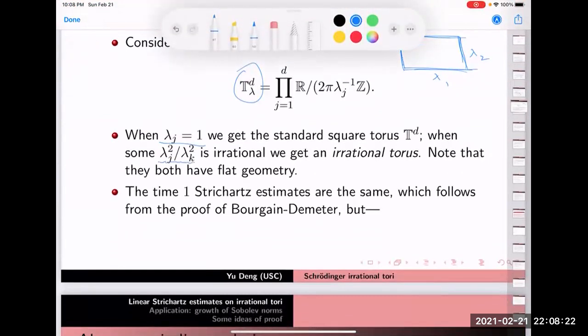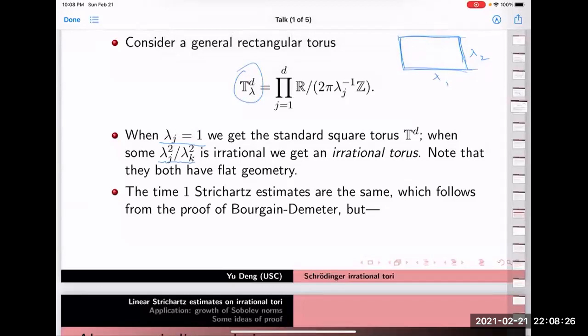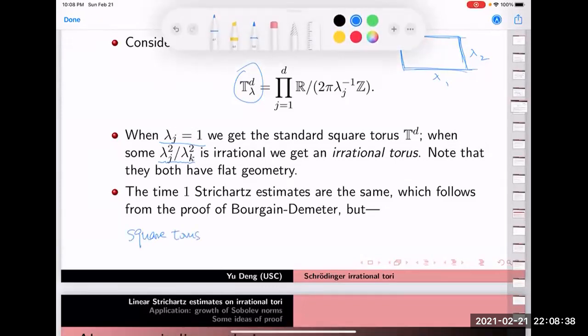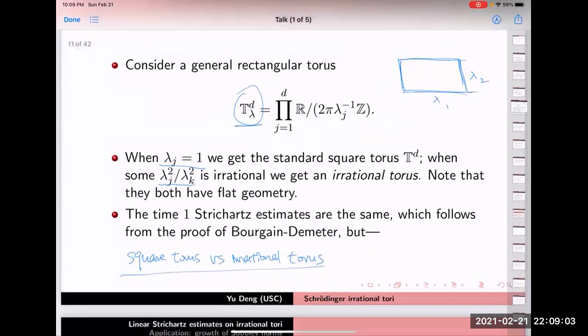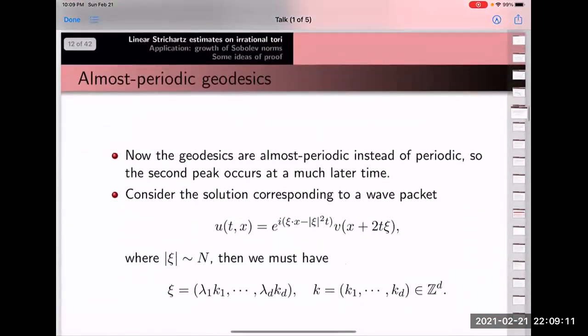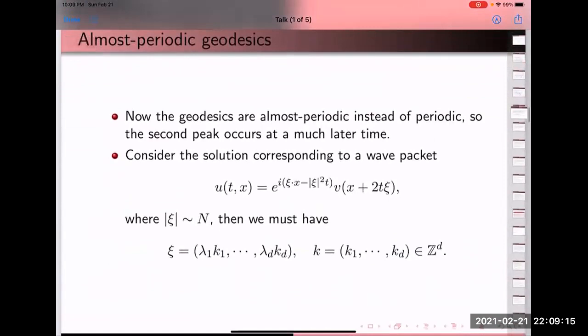If you think of the ratios between lambda j squared and lambda k squared being irrational, we get the so-called irrational torus. Okay, so if you consider the case of the irrational torus versus the square torus, then if you consider time 1 Strichartz estimates, it can be shown that they are the same. For example, it also follows from the decoupling proof of Bourgain-Demeter. But what's different is that if you have a so-called generic irrational torus that we shall define below, then the same Strichartz estimate actually holds for time intervals which are much longer than 1. Okay, so we'll show this below, but first, if you apply the heuristic argument, you'll see why this will be true.